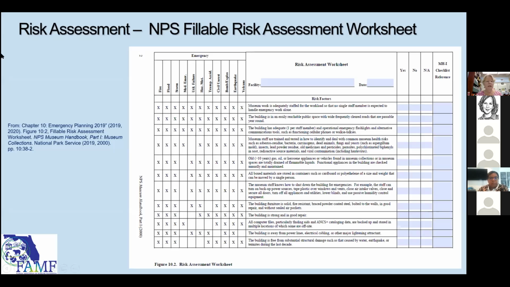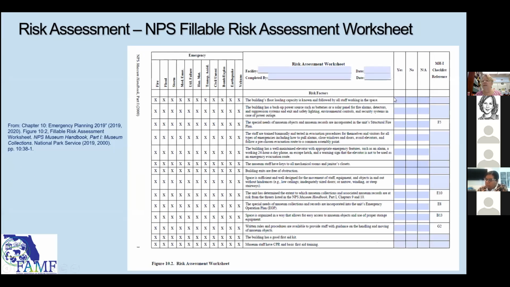This is page 2 of that same form. Again, it's similar. The risks, the threats, are in these columns, and these are the factors. And then whether or not, let's go back to page 1. Yes, is this a probability? No, it's not applicable. And then any references that the Museum Handbook Part 1 supplies for that particular category.